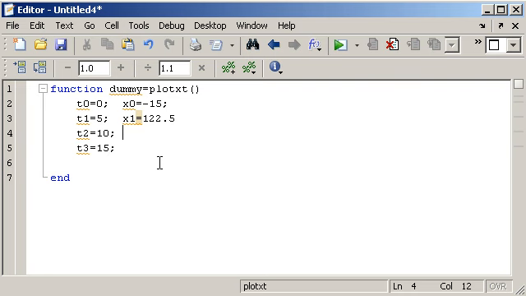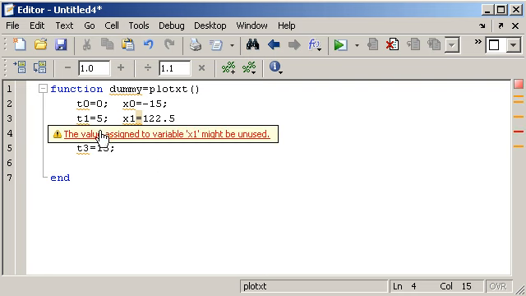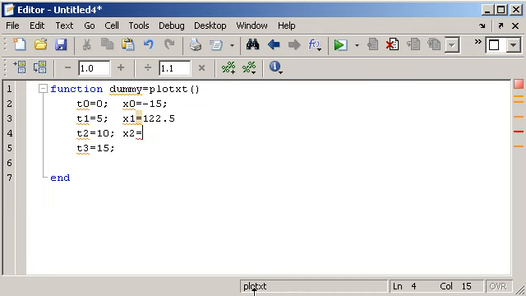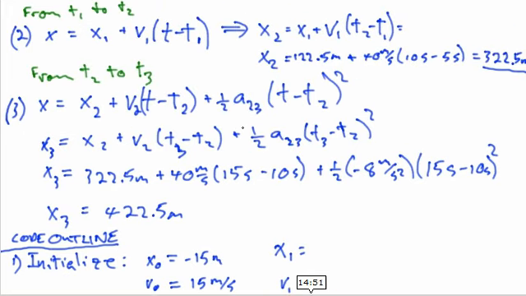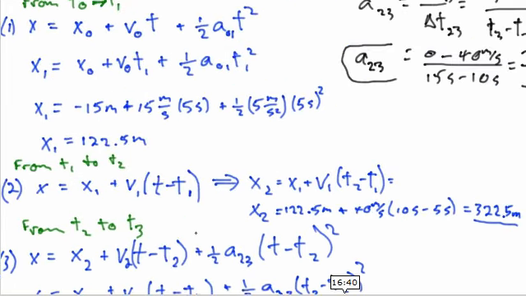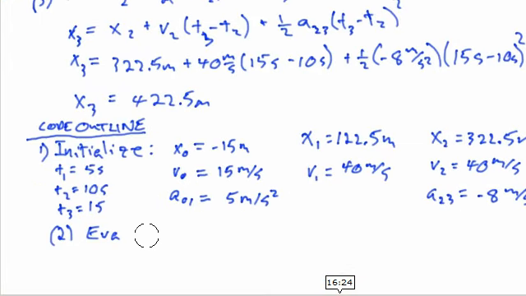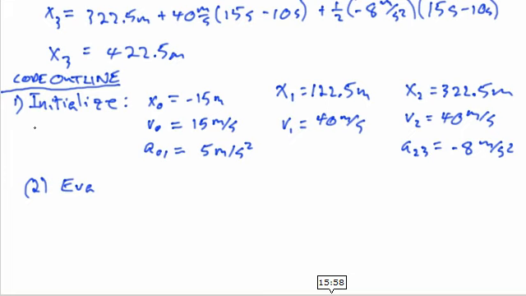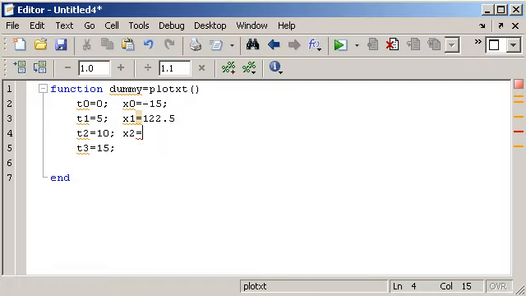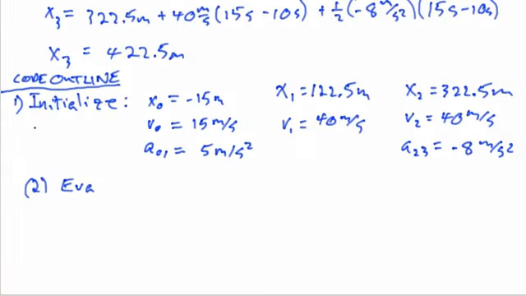X2 equals, so this is position at that time, that's why I wanted to put it right beside it. X2 equals 322.5. Let's see where that is. Yeah, 322.5 meters. Alright, and what else do we have to initialize?